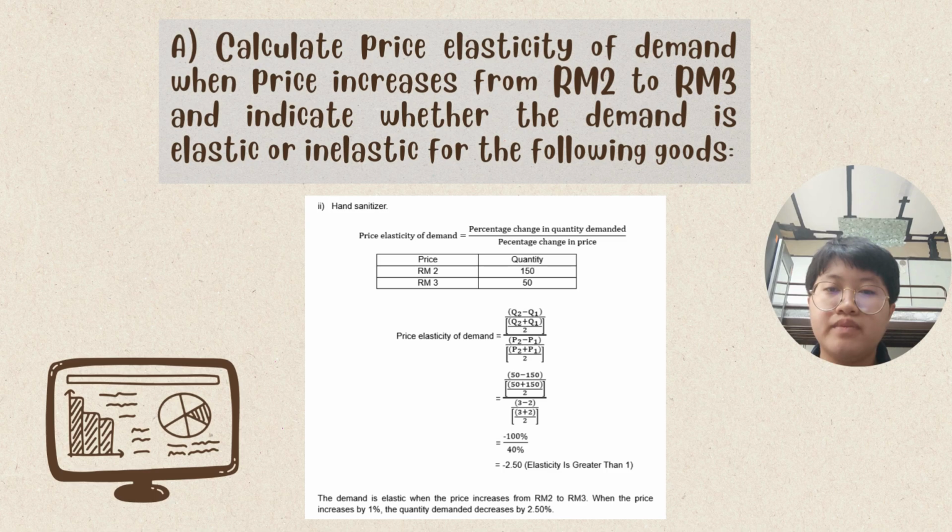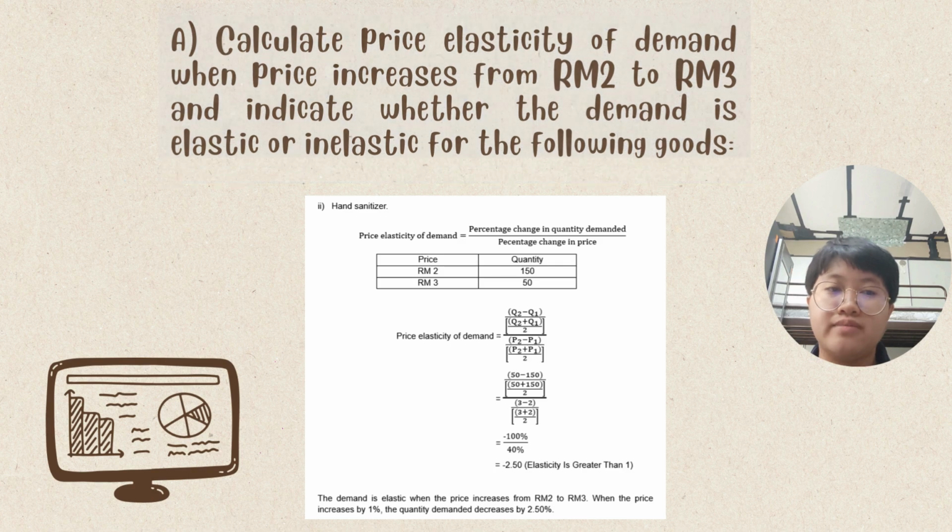After calculation, the result was negative 2.5. This means the demand is elastic because the absolute value is greater than 1. In other words, when the price increased by 1%, the quantity demanded decreased by 2.5%. This shows that customers are very sensitive to price change for hand sanitizer in this situation.